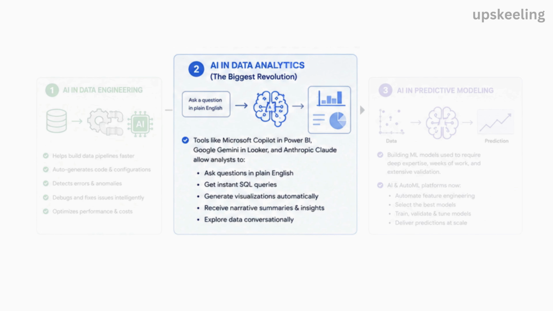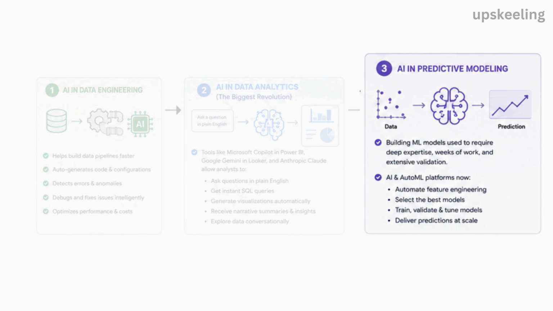Then AI in predictive modeling. Building a machine learning model used to require a data scientist with deep statistical expertise, weeks of feature engineering, and extensive model validation. Automated machine learning platforms, called AutoML, now allow analysts to build and deploy prediction models with a fraction of the effort.